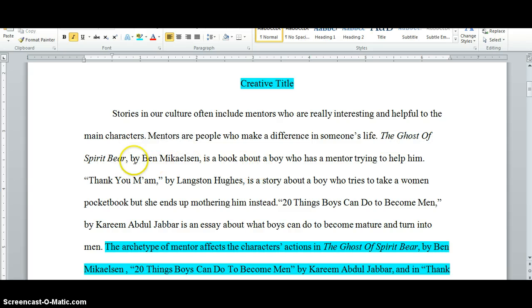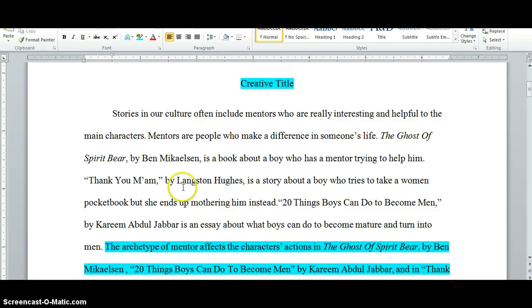Okay, "The Ghost of Spirit Bear by Ben Michelson, nice, is a book about a boy who has a mentor trying to help him" what? Because I already know that we're talking about mentors. I already know that there are people who are helpful to the main characters. But what? What is he trying to help him with? In your introduction, you're actually introducing what the stories are about. Because in the body paragraphs, you just want to put the quotations and the analysis. Just a tiny, tiny bit of narrative, which just means the story. Really, you want to tell what the story is about in your introduction, because you're introducing your topic and you're introducing the stories. So give me just a little more there.